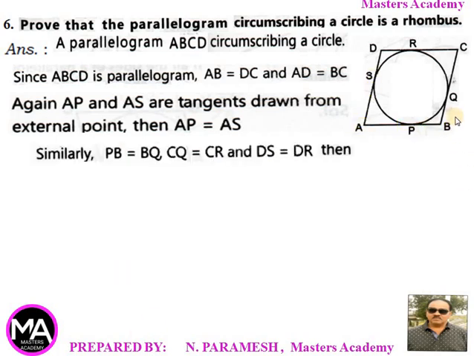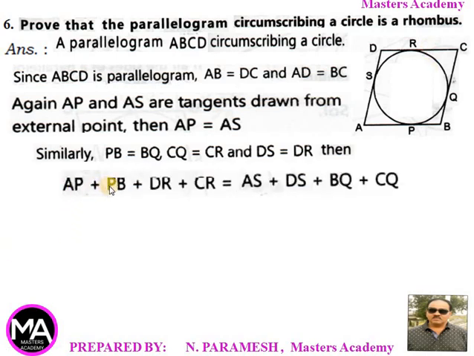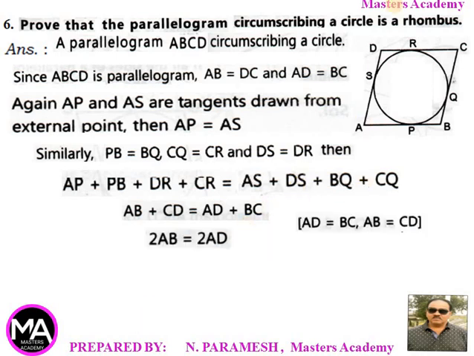Similarly, BP is equal to BQ, CQ is equal to CR, DS is equal to DR. AP plus BP plus DR plus CR is equal to AS plus DS plus BQ plus CQ. This is nothing but AB plus CD is equal to AD plus BC. AD is equal to BC and AB is equal to CD. Substitute here: AB as it is, CD is nothing but AB, AD as it is, BC is nothing but AD. AB plus AB is equal to 2AB, AD plus AD is equal to 2AD.